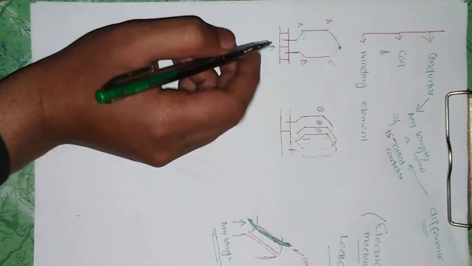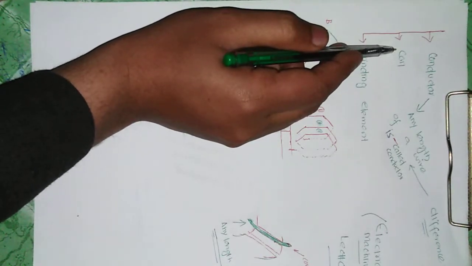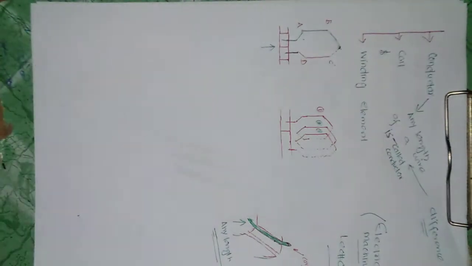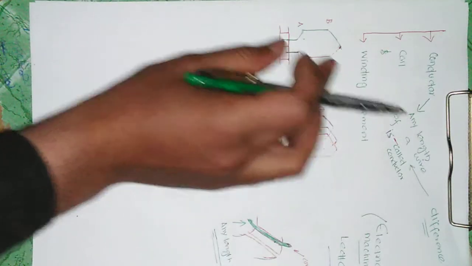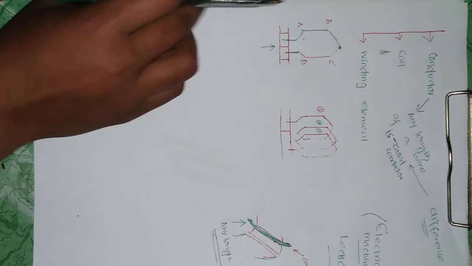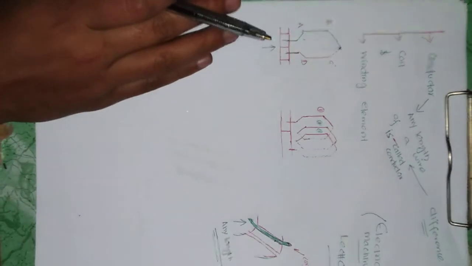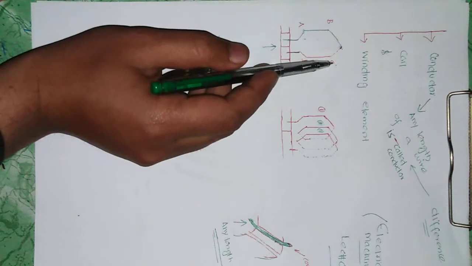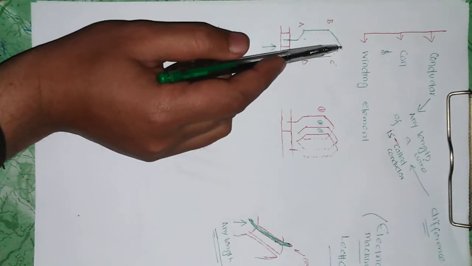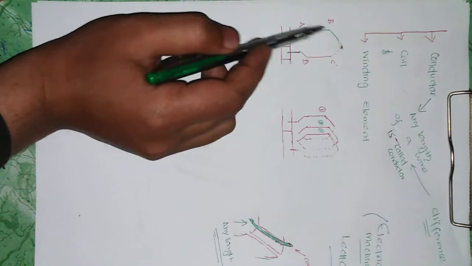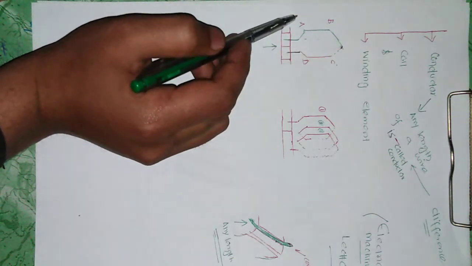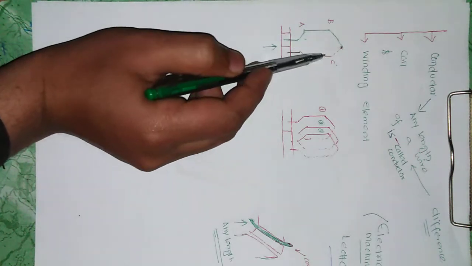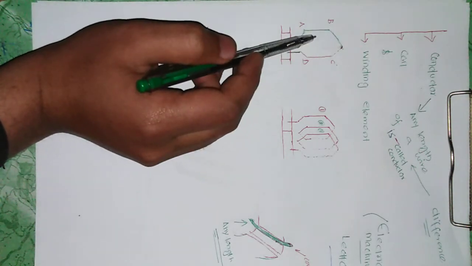Now, what is a coil? We define the coil as follows: when the two sides of a conductor in electrical machines are combined, they form a coil. For example, the side AB and the side DC, the lengths of wire from here and here, when connected, form a coil. This is A, B, C, D. This is a coil.